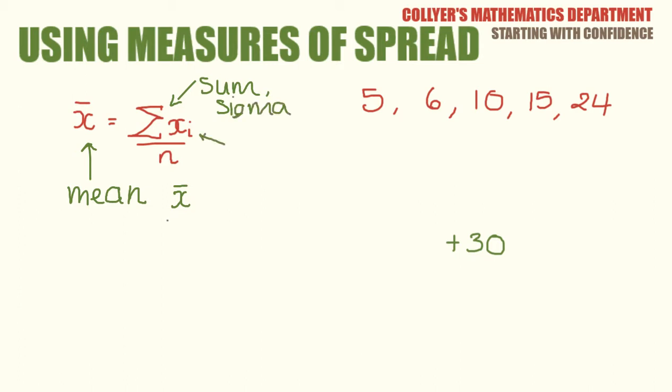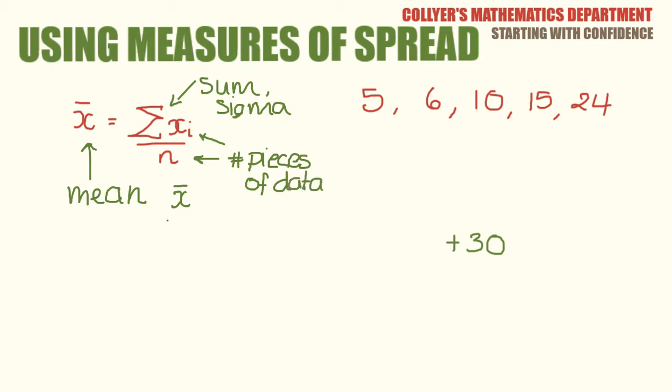Xi means each individual value in your list. So in this list here, that would be 5 plus 6 plus 10 plus 15 plus 24, each individual one. And then n is the number of pieces of data that you've got, so 5 here. So it's just a formalisation of what you've known for quite a long time now, I'd imagine.